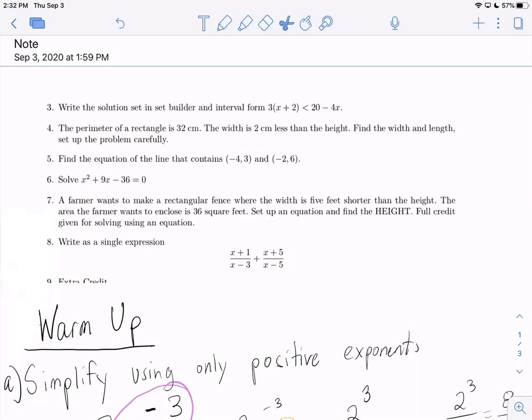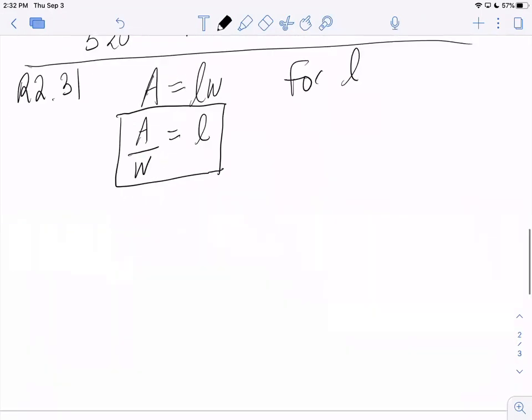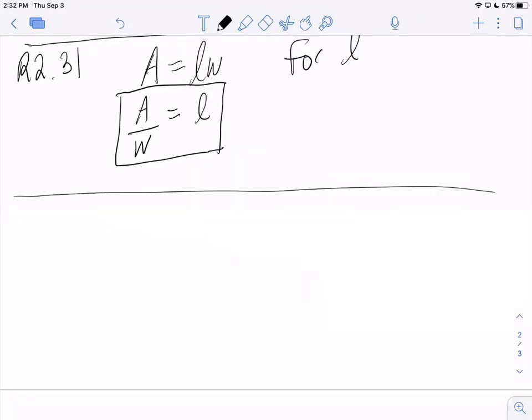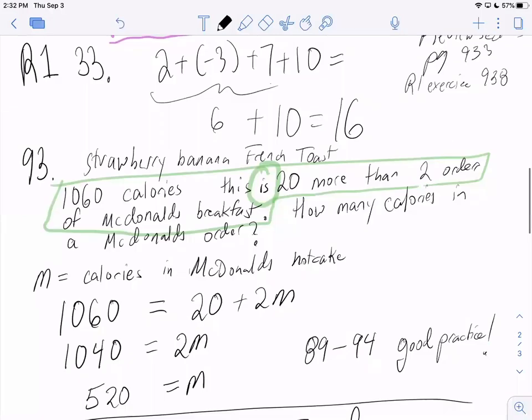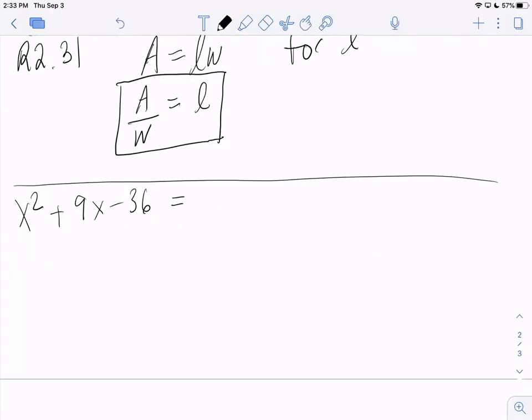Was x squared plus 9x minus 36. So I think it's equal to 0. Yes. All right, so this, if you haven't seen this in a little while, you might not remember. But anyone volunteer how to set this one up and how to solve it? What's a good strategy?